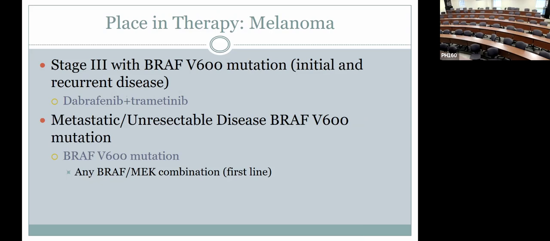So next, I've got a little slide on the melanoma patients. More specifically, TKIs become an option in melanoma patients with either stage 3, metastatic, or unresectable disease, in addition to that BRAF V600 mutation. So this is where our combo BRAF plus MEK inhibitors are being used in current therapy that we had talked about a little bit earlier.